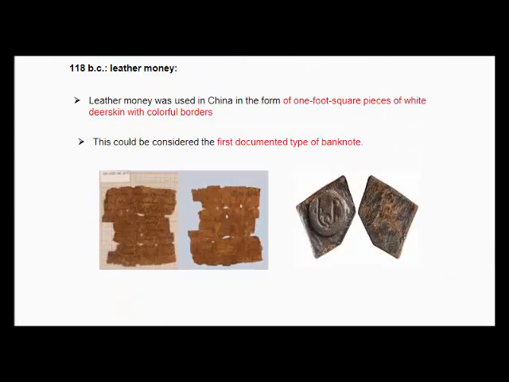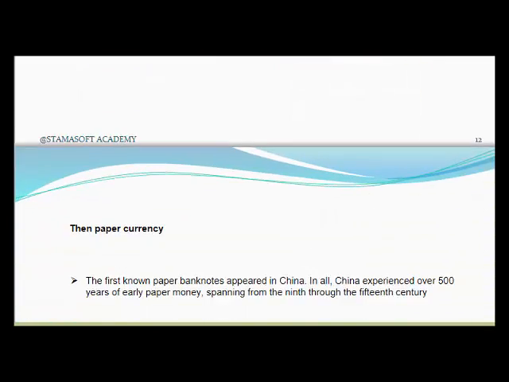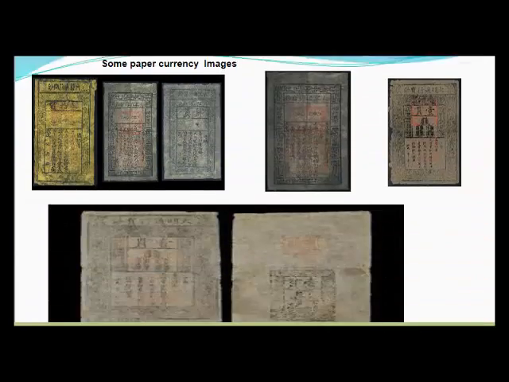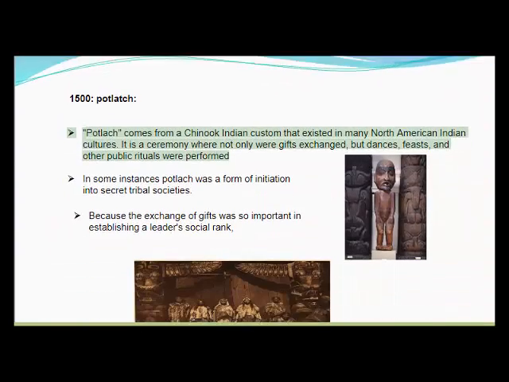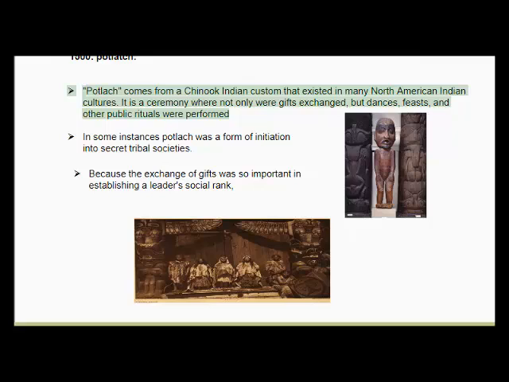1500, Potlatch. Potlatch comes from a Chinook Indian custom that existed in many North American Indian cultures. It is a ceremony where not only were gifts exchanged, but dances, feasts, and other public rituals were performed. In some instances, potlatch was a form of initiation into secret tribal societies, because the exchange of gifts was so important in establishing a leader's social rank.